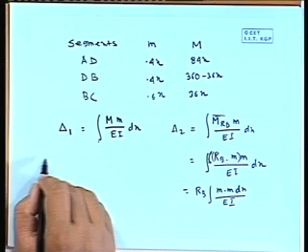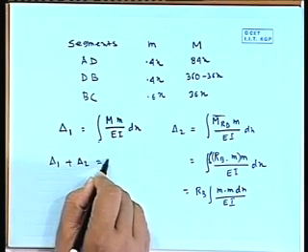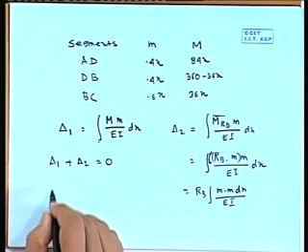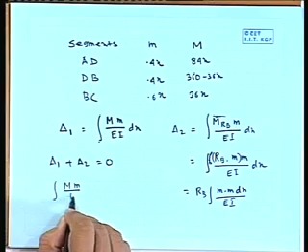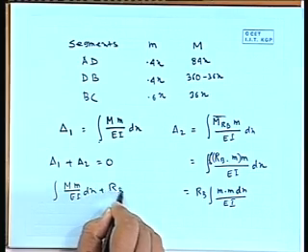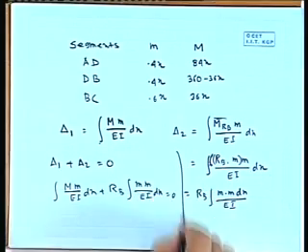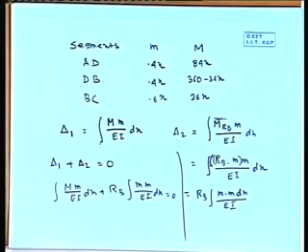Right. Now, this delta 1 plus delta 2 should be equal to 0. If we put it here, it will basically be the integral of M m dx by EI plus Rb times the integral of m m dx by EI, and that will be 0. M we have already calculated. Small m, okay, already we have it in front of us.